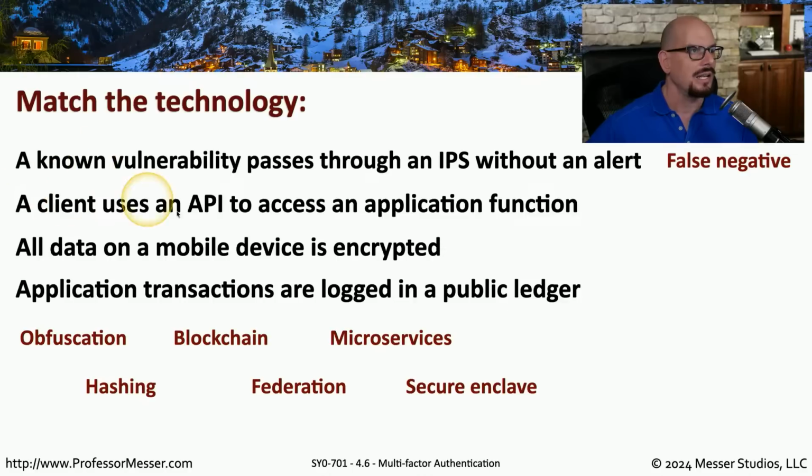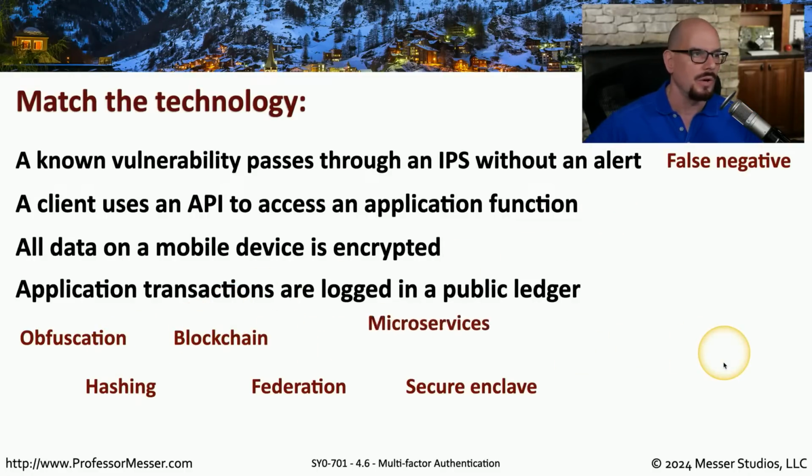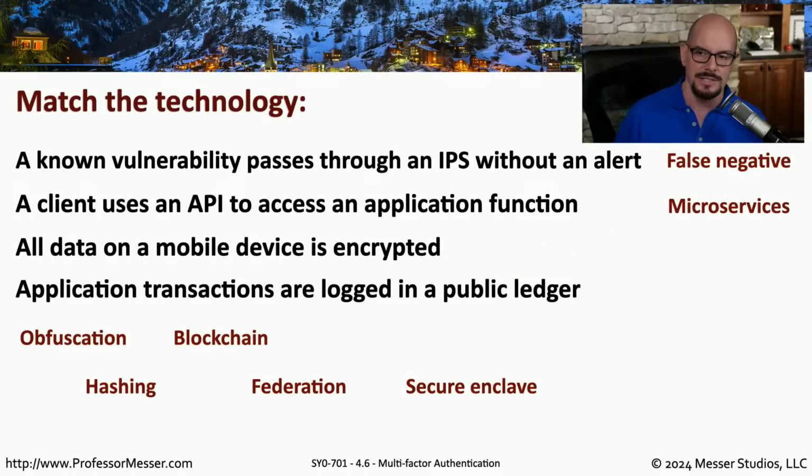Next on our list is a client uses an API to access an application function. There's lots of ways to do this, of course. There's many ways to simply set up an API call on your system that talks directly to another device and do it that way. But we have certain options here at the bottom that we need to choose from. And if I had to choose from any one of these, the only one that makes any sense is microservices.